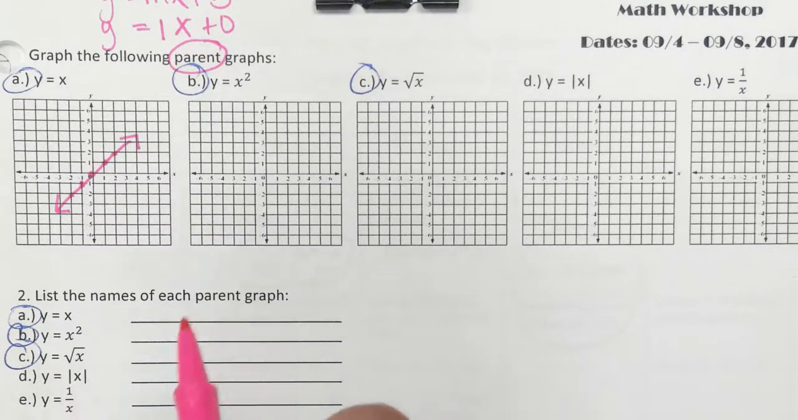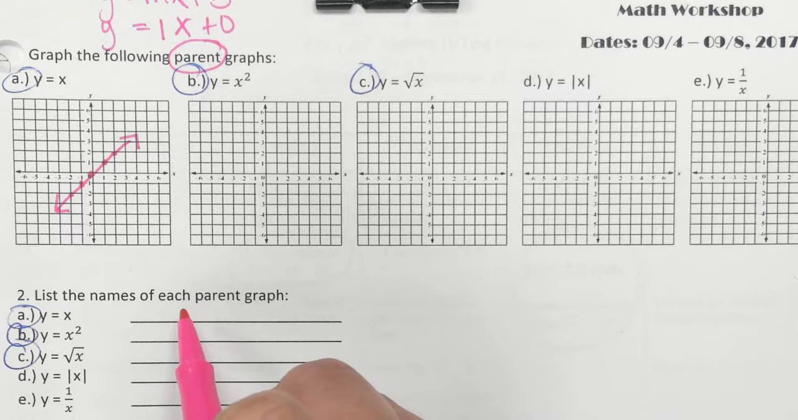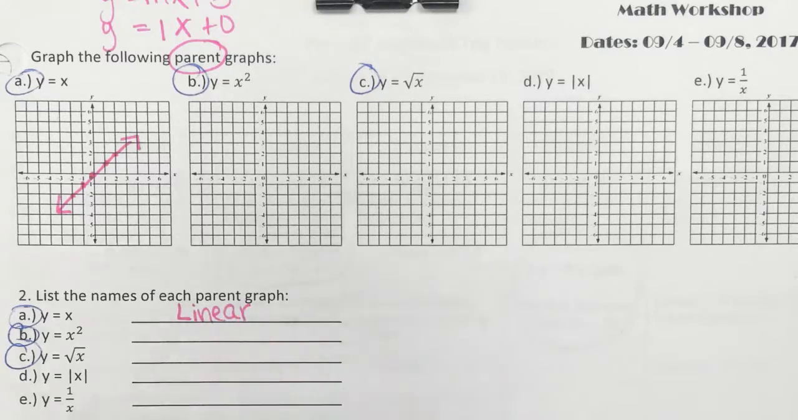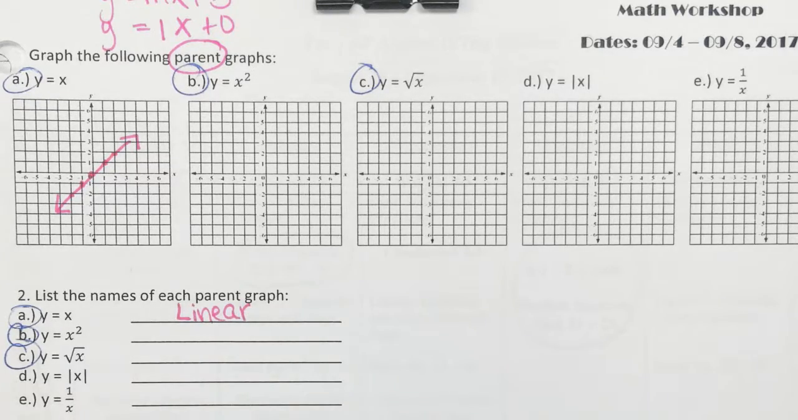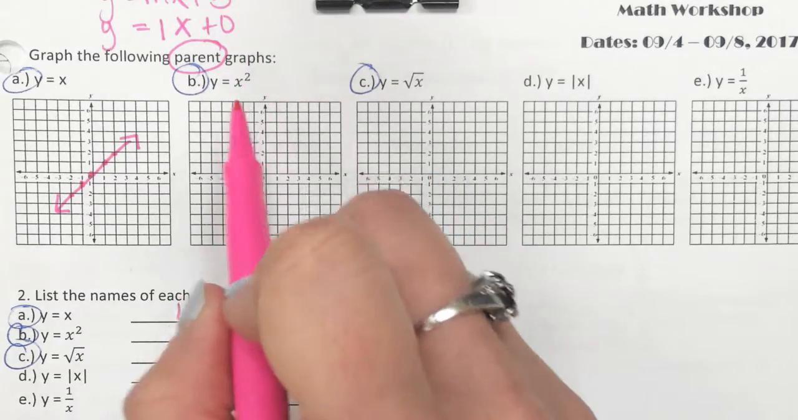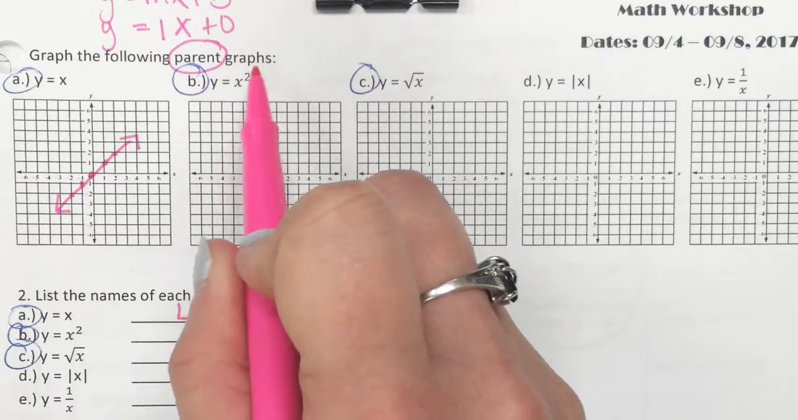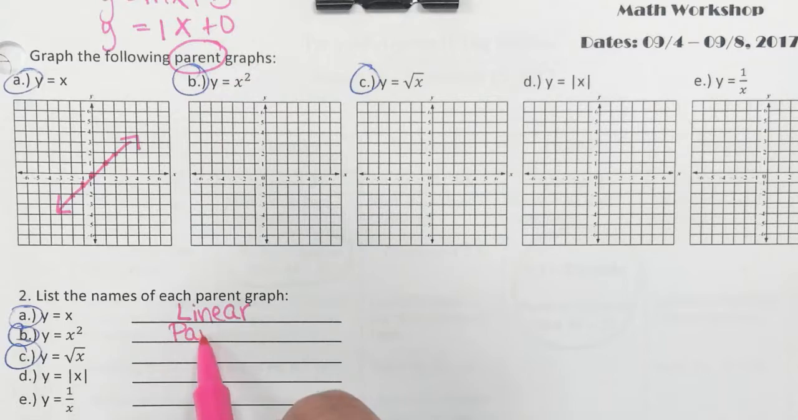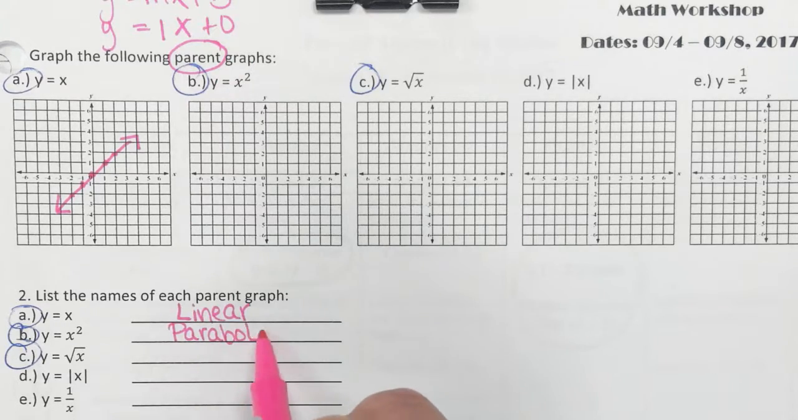And what do we call that? What's the name of that? Starts with an L. Linear. There you go. All right, what about part B? Remember what this one's called? Starts with a P. Parabola. There you go. How do you draw it though?